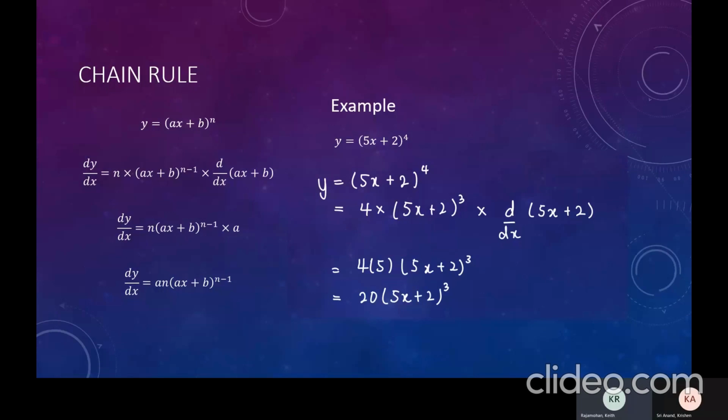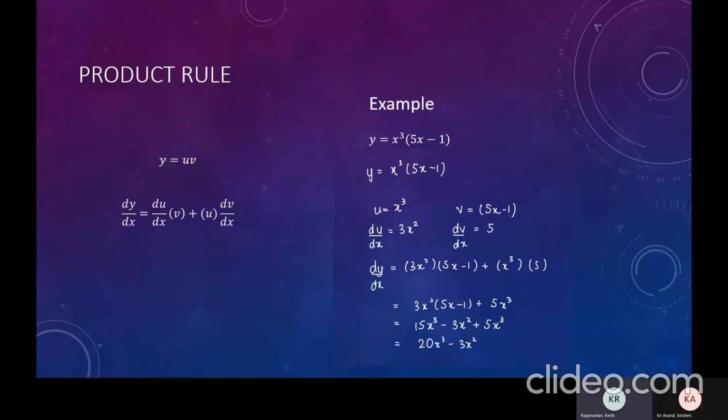So now we'll look at an example for this kind of question. y equals (5x plus 2) to the power of 4. It doesn't make sense to expand this, so we can use the chain rule. So basically, we bring the power down. We have 4 times (5x plus 2) to the power of 4 minus 1, which is 3, times the differentiation of 5x plus 2, giving you a final answer of 20 times (5x plus 2) to the power of 3.